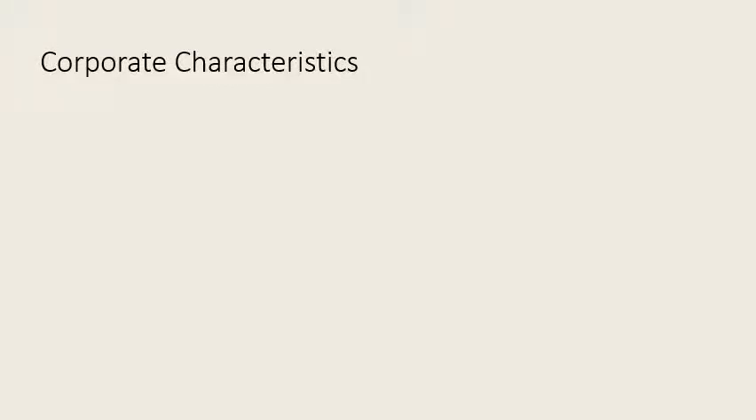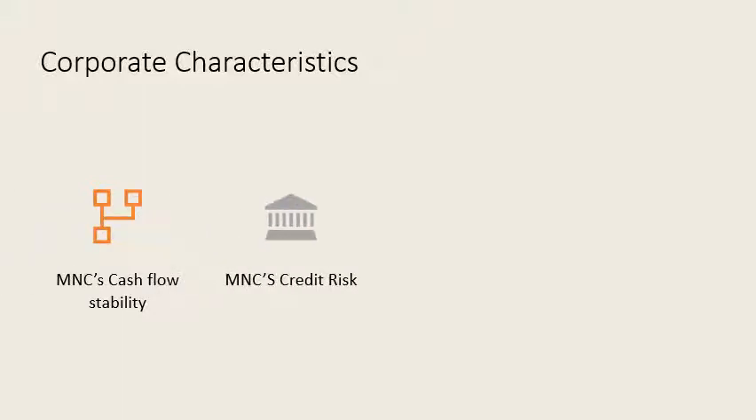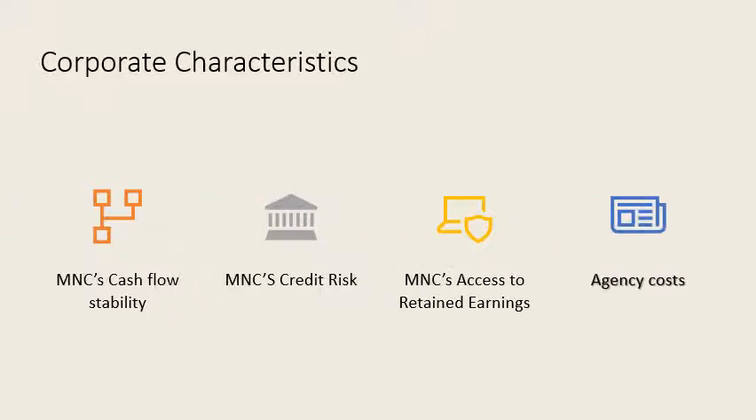The corporate characteristics include the cash flow stability of the multinational companies and its credit risk, and multinational companies' access to retained earnings, and the agency costs of the stockholders in the multinational companies.